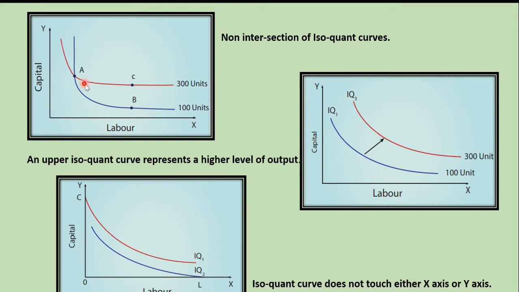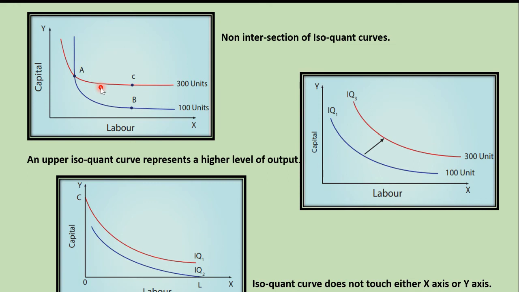அப்போ A is equal to B, correct. C is equal to A, that is also true. Can B be equal to C? That cannot happen. So isoquant curve cannot cut each other. இந்த ஏல இருக்க பாயிண்ட் என்ன அர்த்தம்? ஏனா என்ன அர்த்தம்? 100 is equal to 300 அர்த்தம். அது சாத்தியமா? இல்லை. So isoquant curves cannot cut each other. Were you able to understand this point?